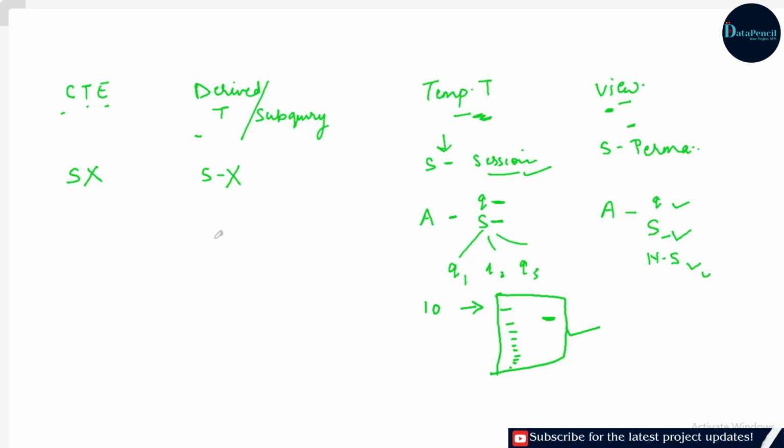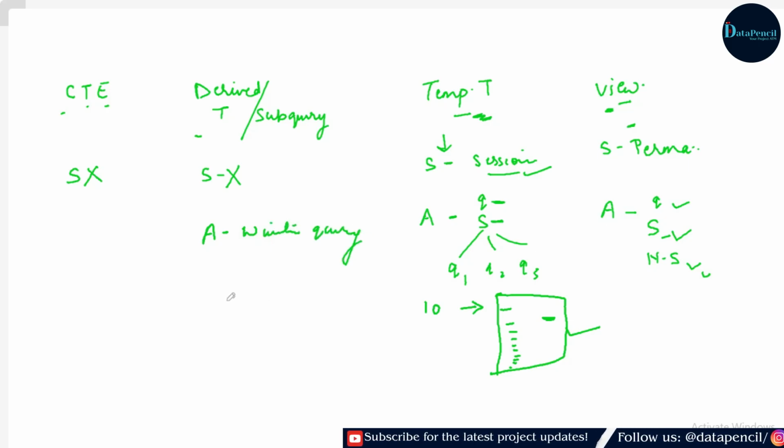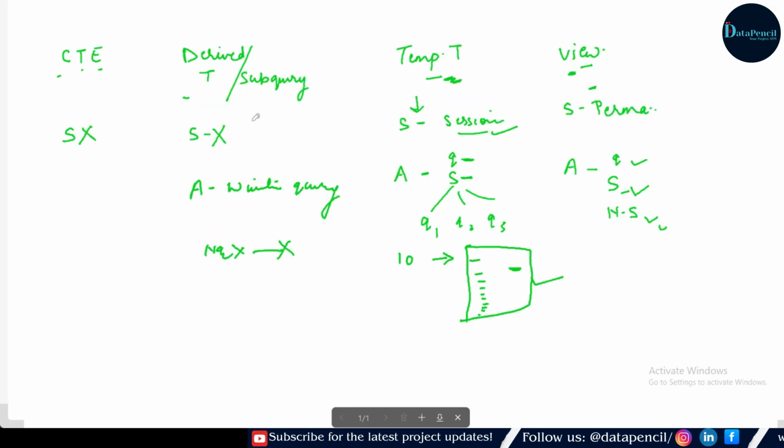Now, when can we apply this derived table or subquery? We can simply apply it within that query only. If we have started writing a new query, then we cannot use this derived table or subquery. So basically, we can use this derived table within a particular query only, right?